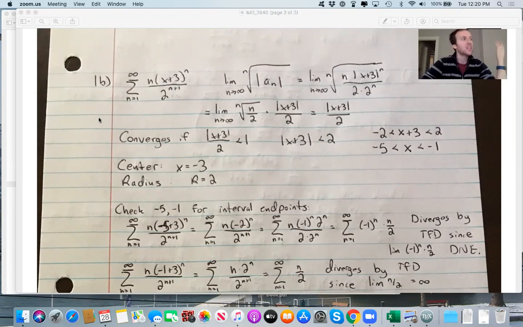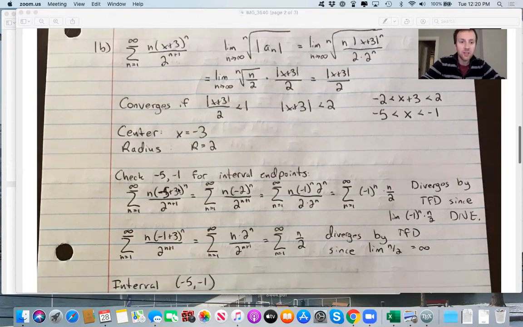And as a word of warning or caution, when you use these endpoints, you can't use the ratio or root test because these are exactly the numbers which make this limit equal to 1, which is the case where the ratio and root tests don't apply. So you're going to have to do something else, some comparison, alternating series, just something other than the test that you used the first time.